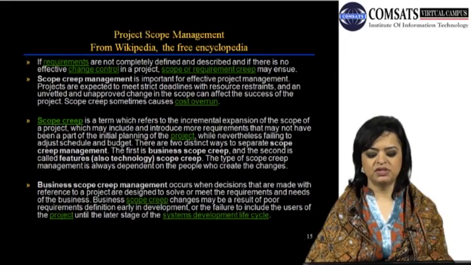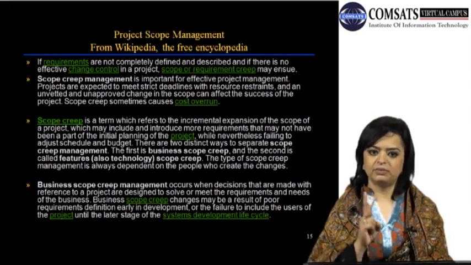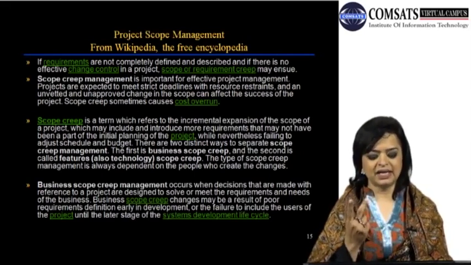The first is business scope creep, and the second is called features, also the technology scope creep. So two. One, Wikipedia is referring to as the business scope creep, and the second that they are referring to as the functional, the features, or the technology scope creep.